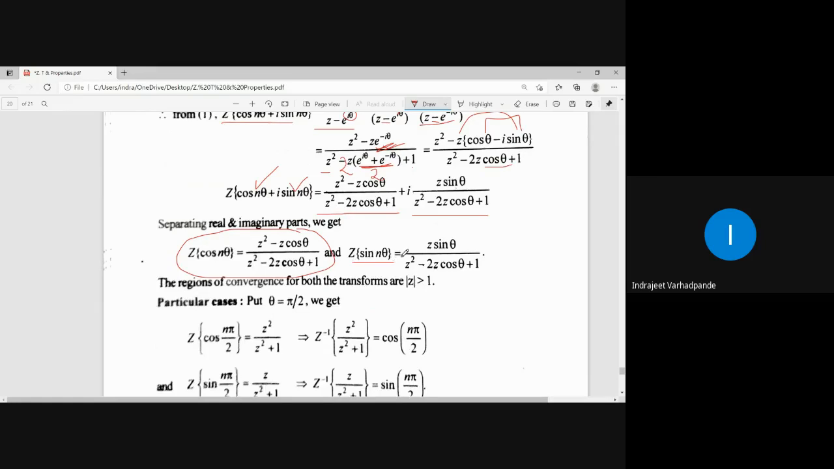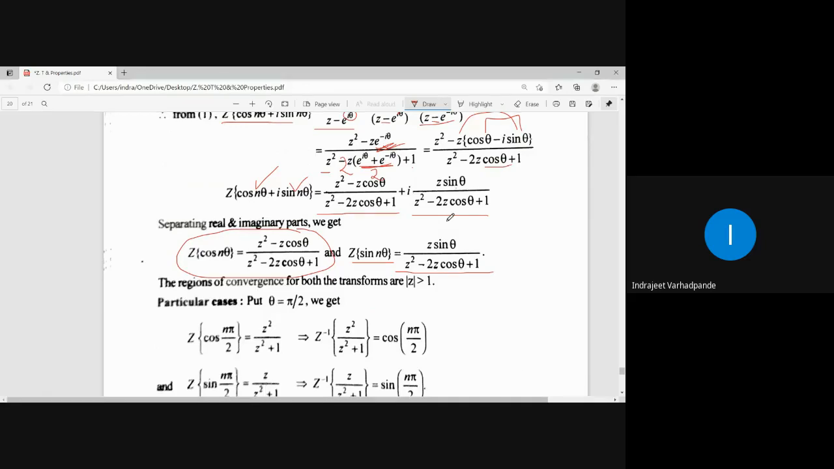Z of sin n theta is z sin theta, the coefficient of i. What is the coefficient of i? It is z sin theta upon z square minus 2z cos theta plus 1. So separating real and imaginary part will give you the answer for z transform of cos n theta and z transform of sin n theta.